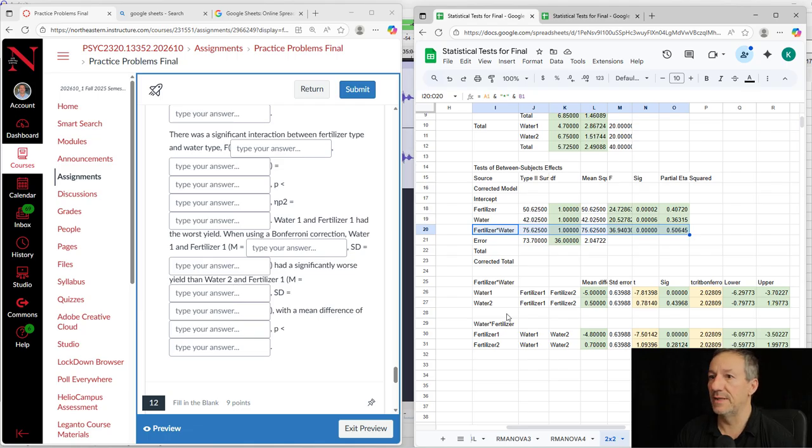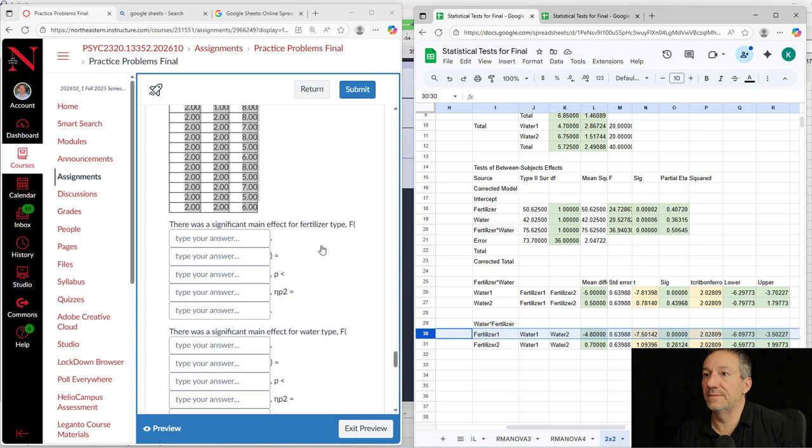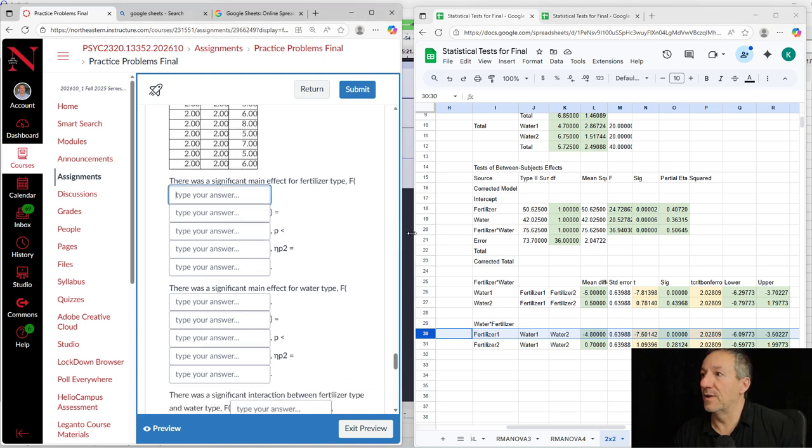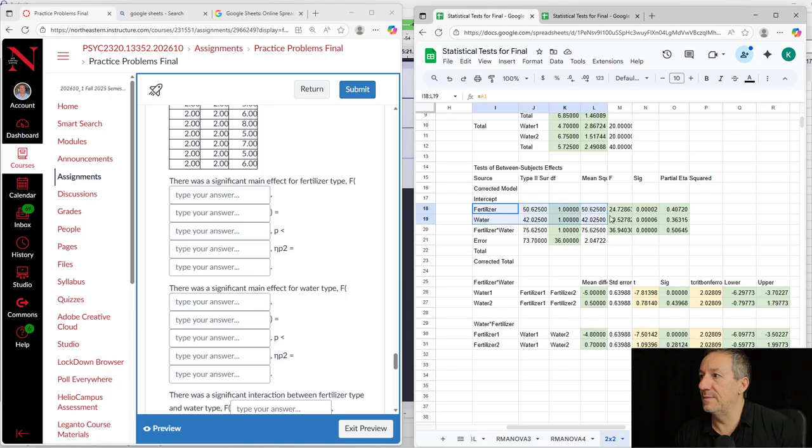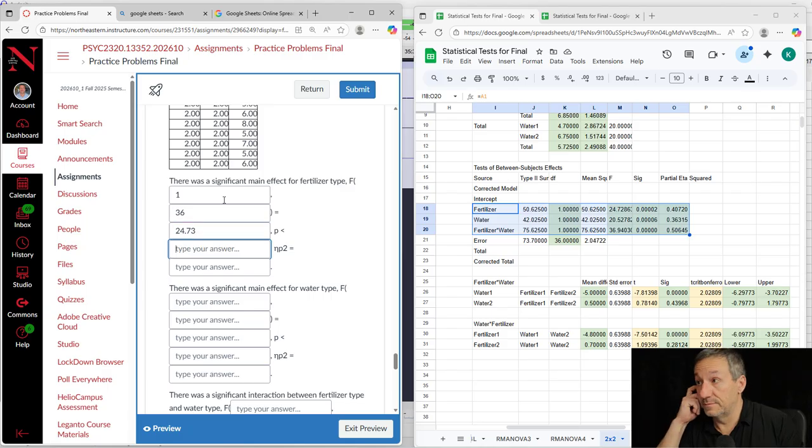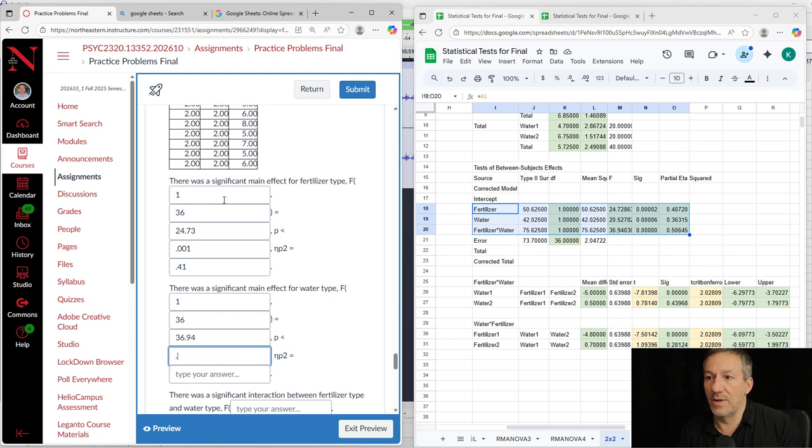And so that's going to be, okay, let's see if I can fill these in right. So there's a main effect for fertilizer type. Again, all the main effects and interactions are right there. 1 and 36. F is 24.73. P 0.001. Eta squared is 0.41. For the water, it is 1 and 36 and 36.94. P less than 0.001, and the eta squared on that one is 0.36.